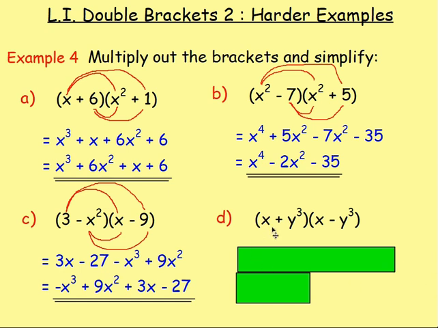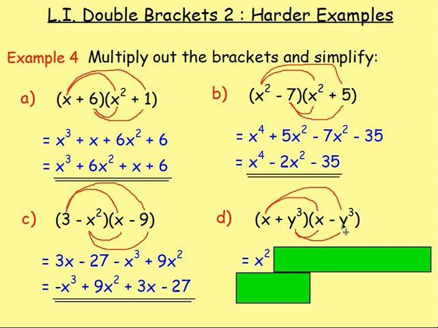And finally for D, x plus y cubed, bracket x minus y cubed. Once again, drawing the wee rainbows, so x times by x, then the x times by negative y cubed, then the y cubed times by the x, and then y cubed times the negative y cubed. So the x times x, first of all, was x squared.